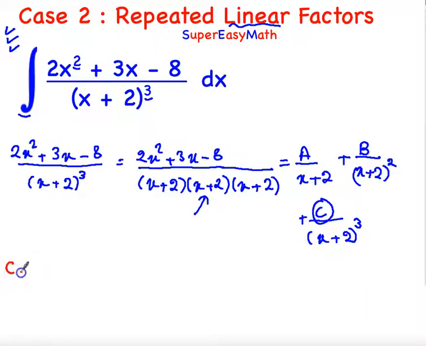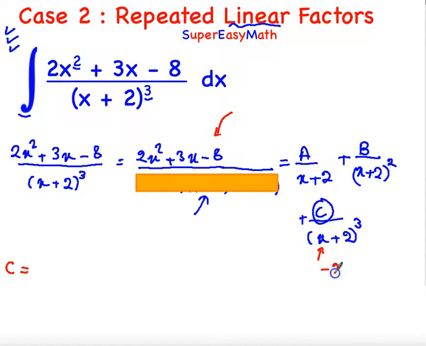To find c, we need to take x equal to minus 2 and substitute it here, but we also need to cover (x plus 2) cubed, so we will not have anything in the denominator. In this case, if x equals minus 2, 2 times minus 2 squared is 4 times 2, 8, plus 3 times minus 2, minus 6, minus 8, equals minus 6. So now we found c, we still have a and b.